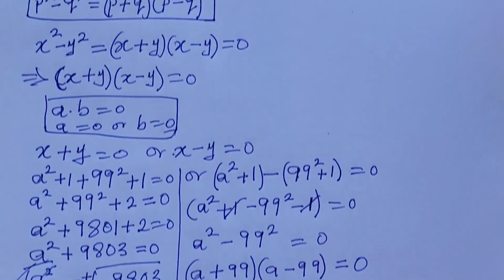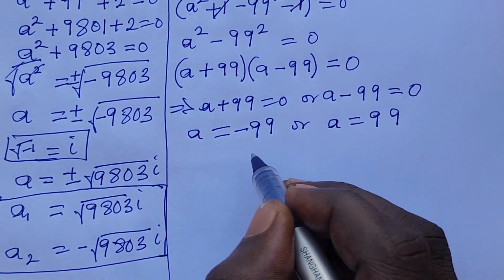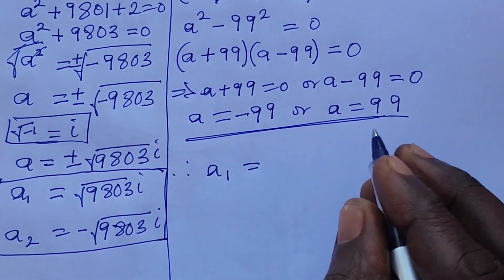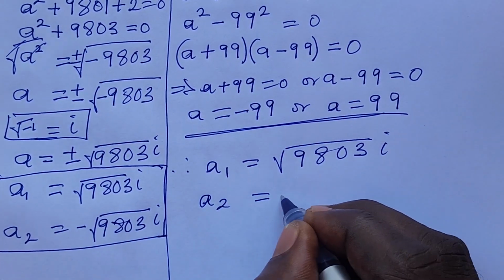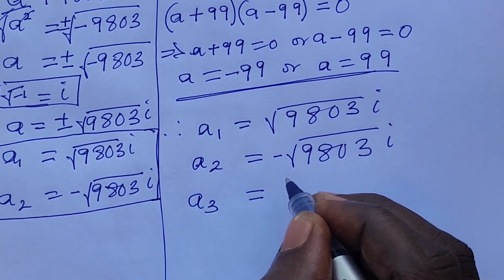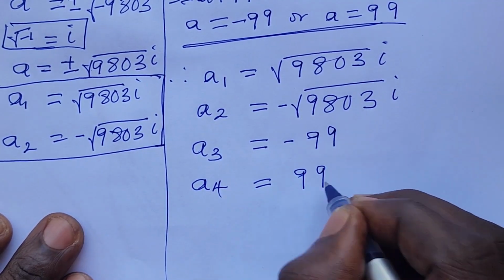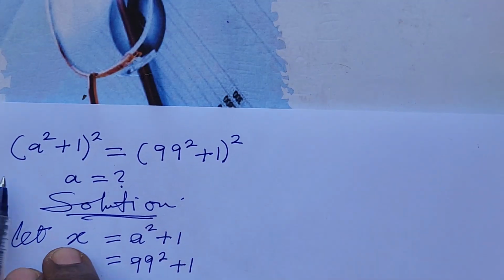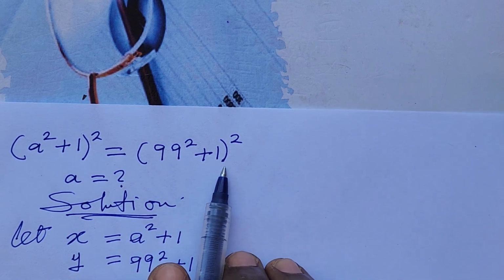These are the first two roots I told you of, that many looking at this question will guess the answers to be 99 and minus 99. Okay, so what are the answers in all from here? So let's take our answer. Therefore, our a1, we solved our a1 here already. So our a1 is equal to the square root of 9,803 iota, and a2 is equal to minus the square root of 9,803 iota. The a3 is equal to minus 99, and a4 is 99. So these are the four roots to our simple exponential question, which is bracket a to the power of 2 plus 1 close bracket raised to power 2 equal to bracket open 99 to the power of 2 plus 1 close bracket all raised to power 2.